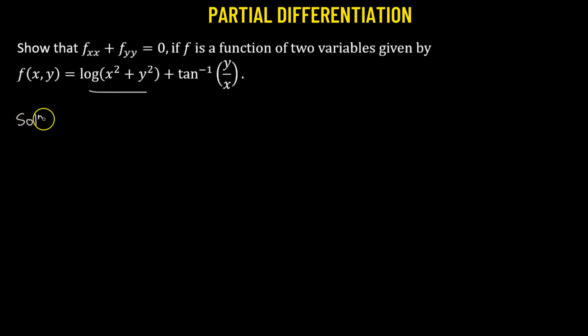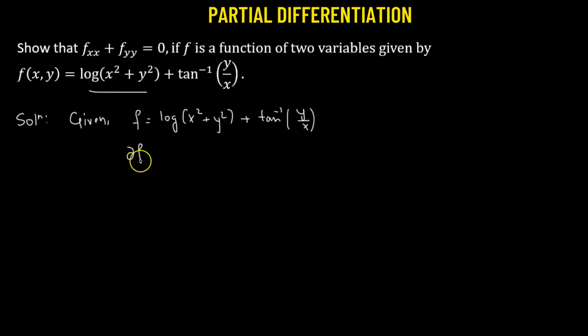So let's begin. Here we are given the function f, which is log of x squared plus y squared added to the inverse tangent of y over x. What we'll do, we'll take the partial derivative of our function f with respect to x. That means we have to take the partial derivative with respect to x of each of the terms on the right hand side. So we have partial with respect to x of log of x squared plus y squared plus partial with respect to x of the inverse tangent of y over x.